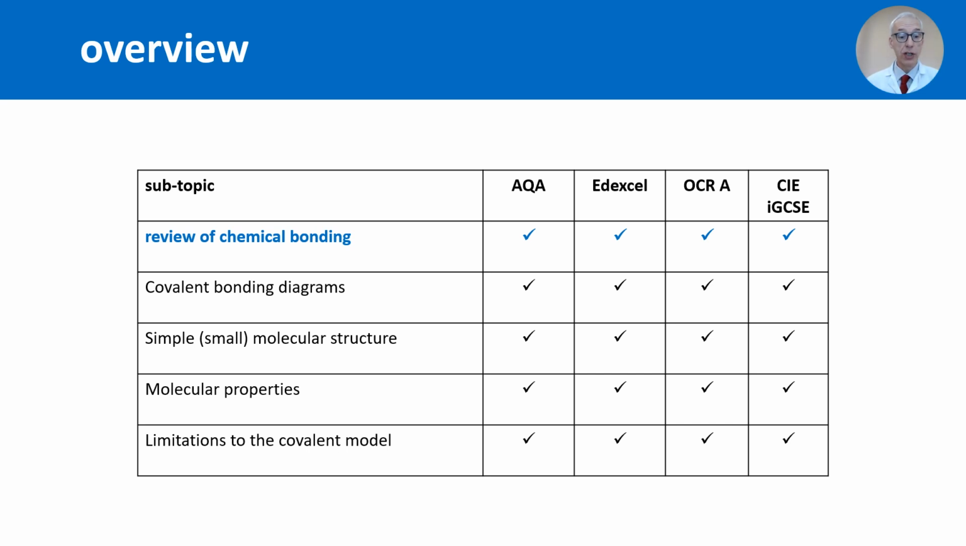So we will start the lesson with a review of chemical bonding, move on to covalent bonding diagrams, simple or small molecular structure. Two terms are used in different specifications, simple and small. I will vary between the two. Then molecular properties and then limitations to the covalent model. Check against your specification. You'll see that in this case, AQA, Edexcel and OCR A, as well as IGCSE, will cover all those subtopics.